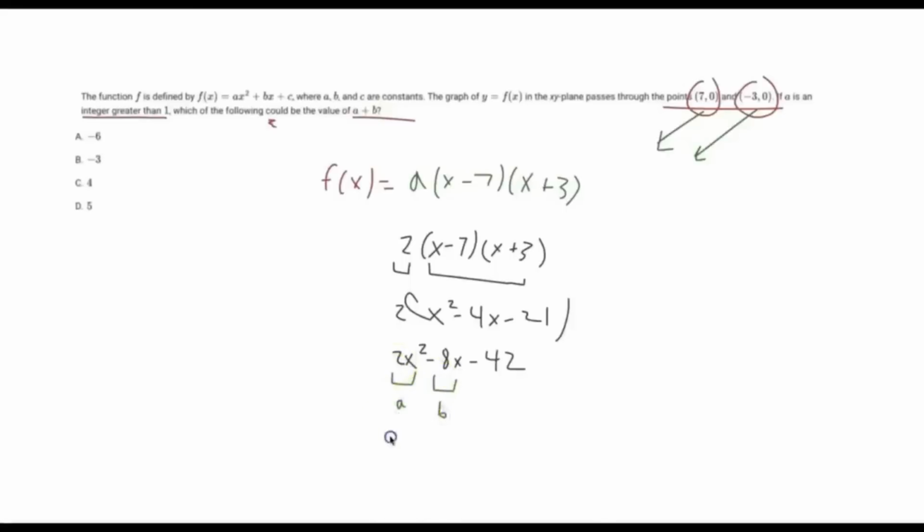So our a value is positive 2, and our b value is negative 8. And if we add those together, positive 2 plus negative 8 is just 2 minus 8. That's going to give us the answer choice of A.